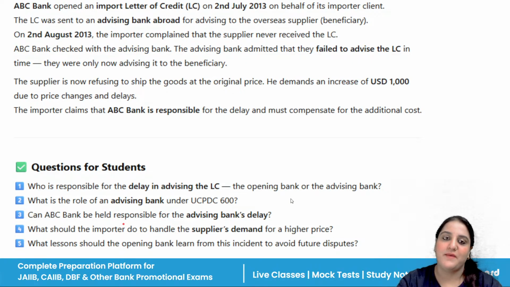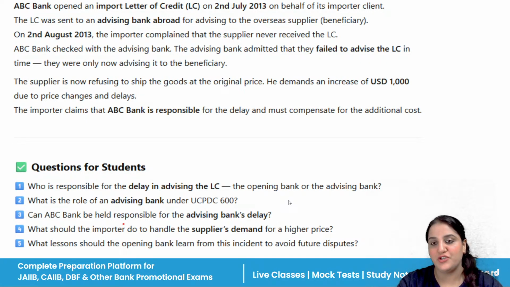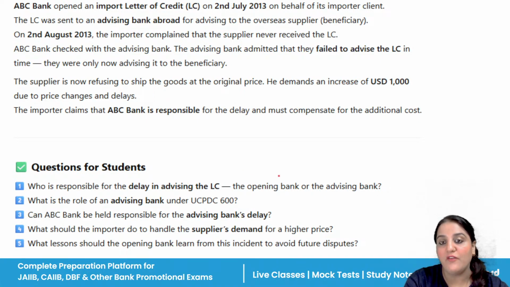The advising bank. Under UCP 600, Article 9, an advising bank's role is only to check the authenticity of the credit and advise it to the beneficiary. The opening bank did send the LC on time, but the advising bank admitted they did not advise it to the beneficiary on time, so in this case the fault is of the advising bank.